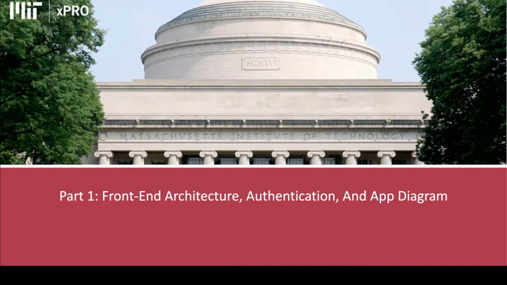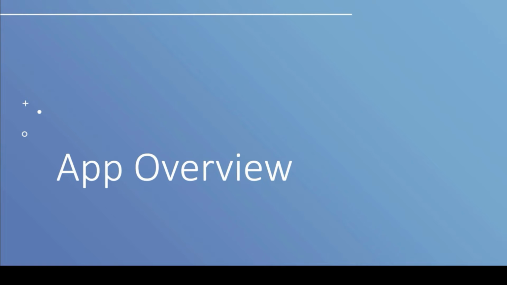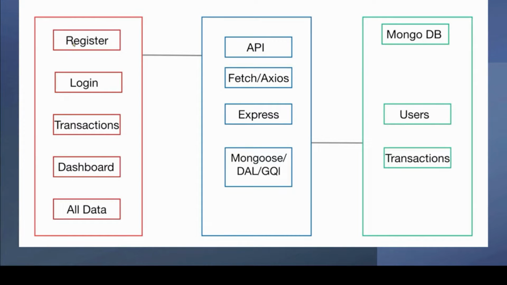I'll be talking about the front-end architecture and app diagram. This is an app overview. In my application, the user can interact with the website through the register, login, transactions, and the dashboard and all data. My middle tier is using an API with access points, and I'm using fetch or Axios, and my server is Express, and my database is MongoDB.